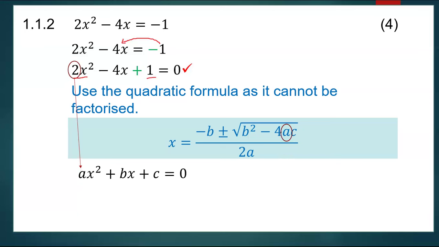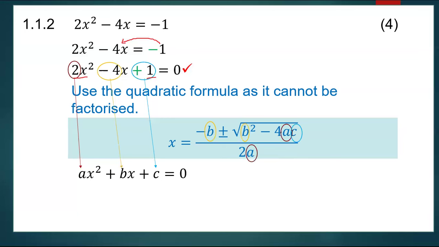So I'm going to go into my quadratic formula where there is a, and I will substitute 2. I will substitute 2 here, and 2 there. Negative 4 is b. In the quadratic formula where there is b, I will substitute negative 4. And the last one is that positive 1. Where there is c, I will substitute that positive 1.